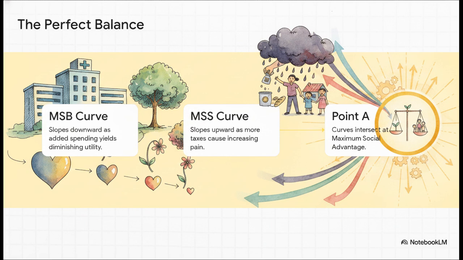Opposing this, you have the sacrifice curve sloping upwards. Small taxes are easy enough to pay, but as taxes get higher and higher, they eat into essential living costs.